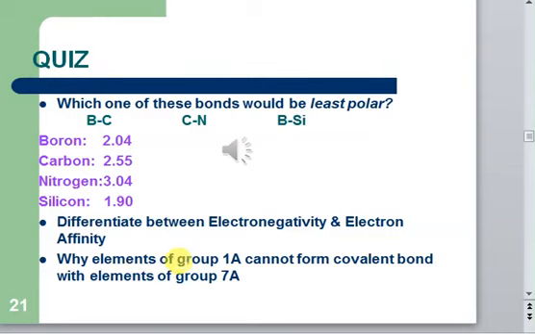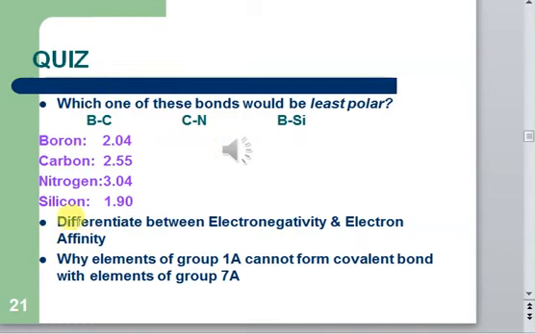You have to solve that quiz. You are given three types of bonds. The first is a bond between boron and carbon, then carbon and nitrogen, and boron and silicon. I've given the electronegativities for all of these atoms. You have to tell which of these will be least polar. You have to answer that question as well.